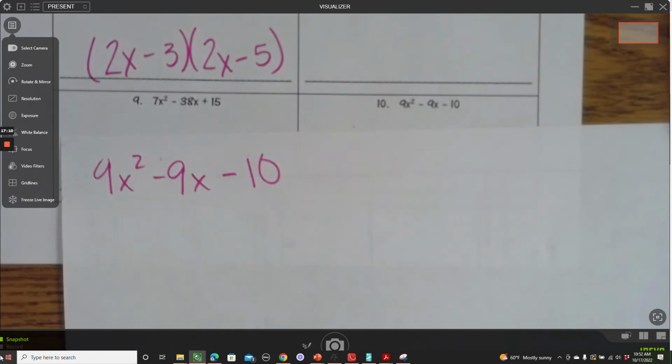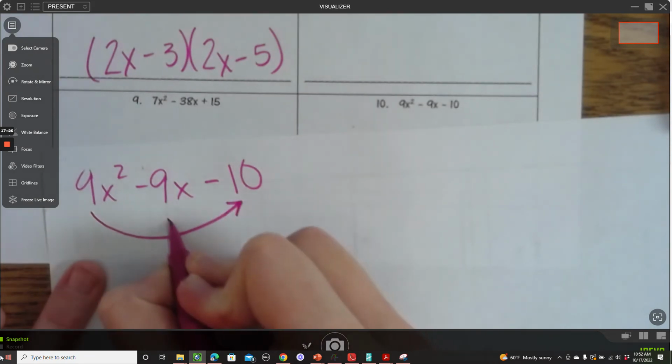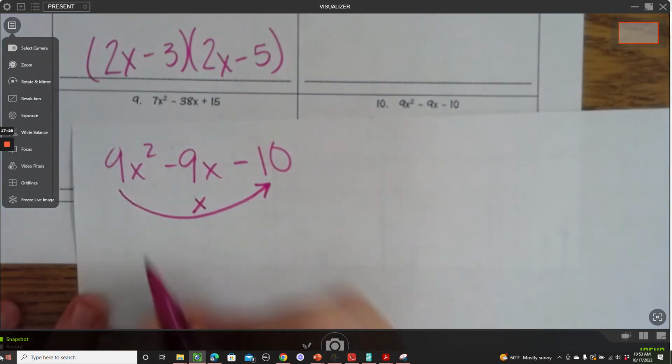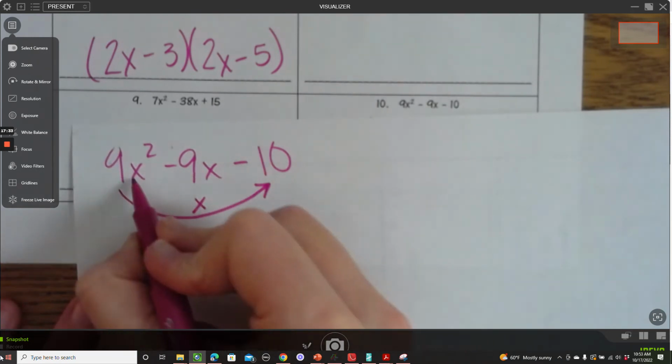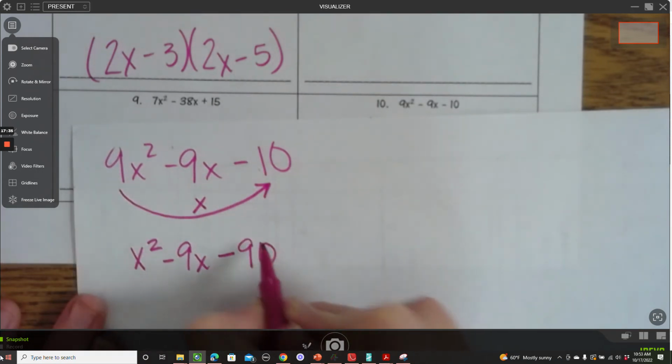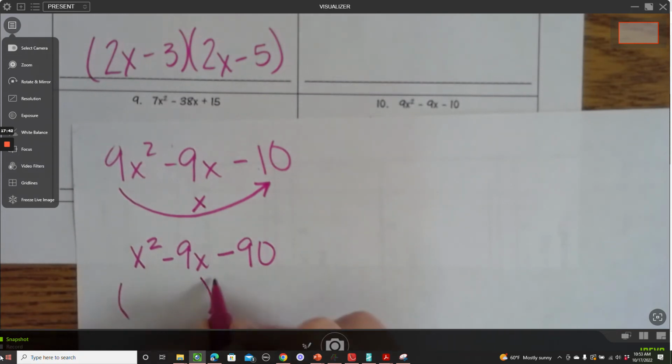You can slip and slide everything. Is there a common factor? No. All right. So here's the slip. You slip the leading coefficient to the end of the trinomial. So you're going to do 9 times a negative 10. So x squared minus 9x, and 9 times a negative 10 is a negative 90. That's your slip. Once you slip it, this is now a basic trinomial, and you can factor it.